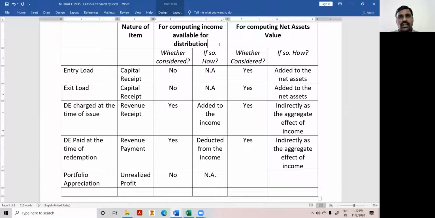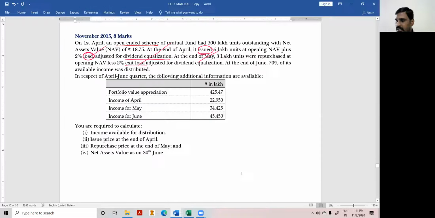Just get the logic. I purchased the share at 100. Now the share is quoting at 180. Therefore, I can write 80 rupees as book profit, but I don't have cash to pay that. That is an unrealized income. Therefore, it is not available for distribution. Whether it is considered, yes, directly added to the fund, added to the net assets, as simple as that. Okay. Next, portfolio appreciation is done. Next, this is the income.